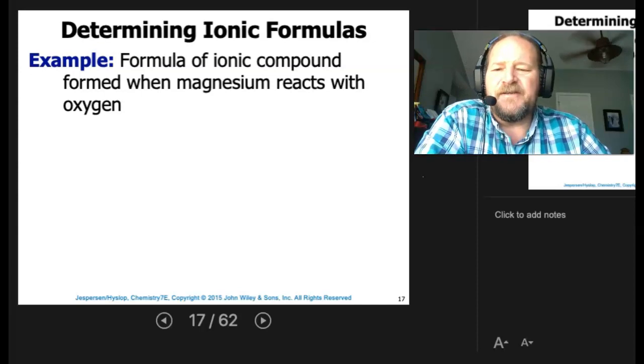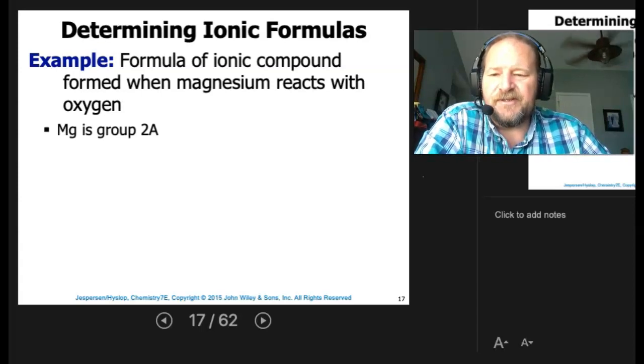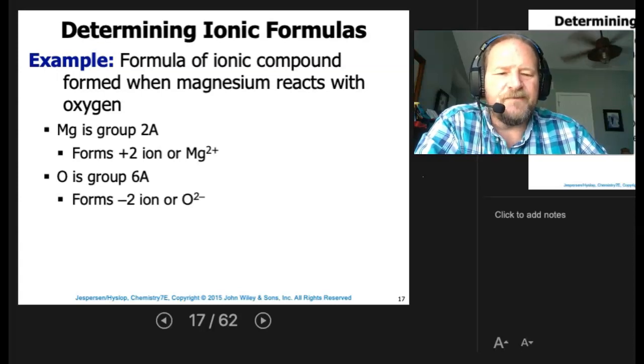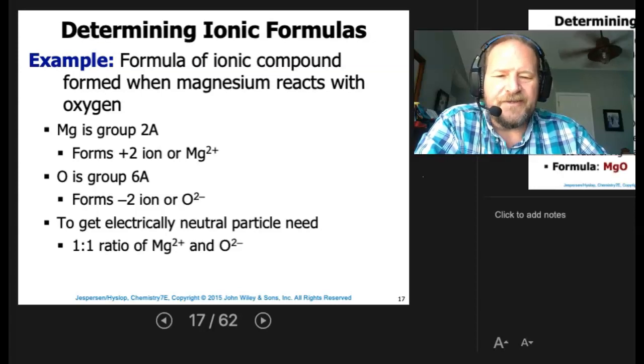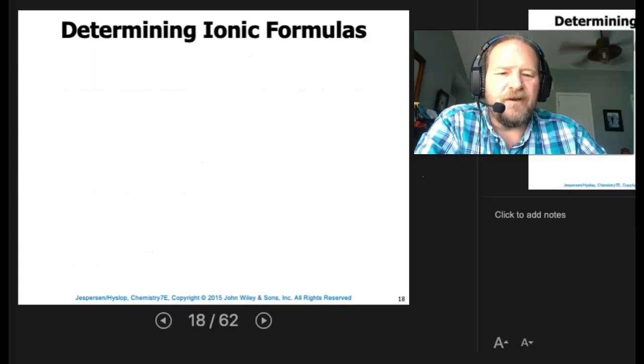All right, let's see. So determine ionic formulas. What is the formula of the ionic compound formed when magnesium reacts with oxygen? Mg is group 2A, so it forms a +2 charge. Oxygen is 6A and forms a -2 charge. To get an electrically neutral particle, we're going to need a 1 to 1 ratio. That means my formula should be MgO. All right, pretty straightforward, I hope.